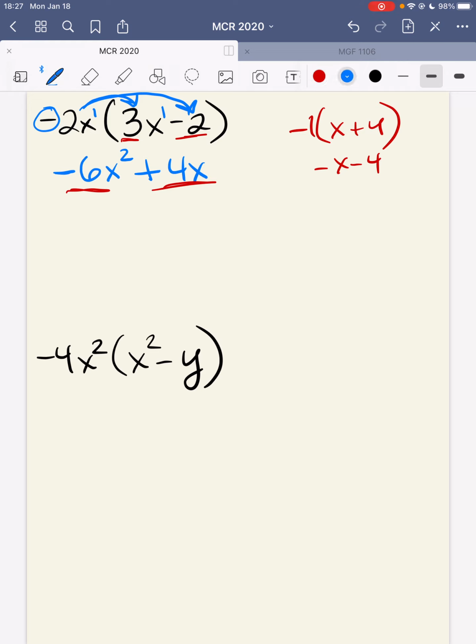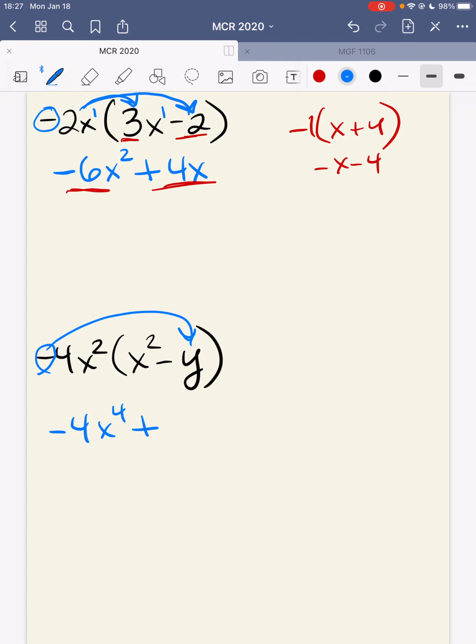All right. Now we have something, we got a little bit higher powers. That's okay. It's still the product rule. I have -4, so I have a negative on the outside. Negative 4x squared times x squared. So I have a -4, because a negative and a positive give me a negative. X squared multiplied by x squared, add the exponents, x to the 4th. The second piece, a negative and a negative give me a plus.